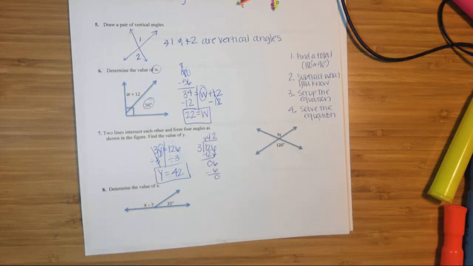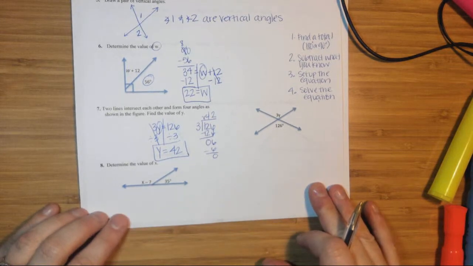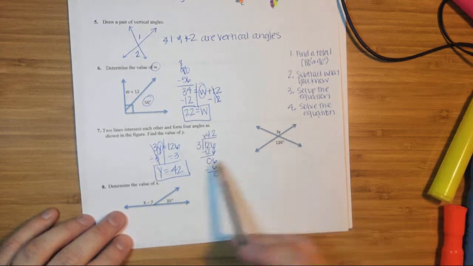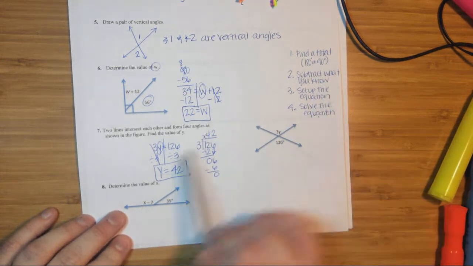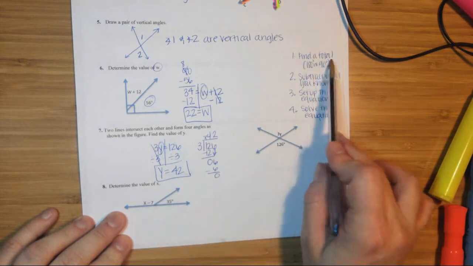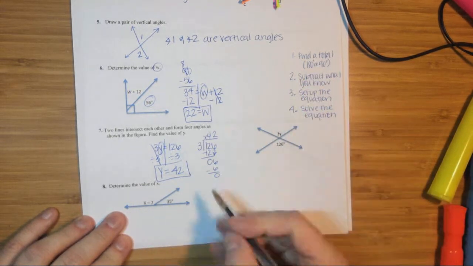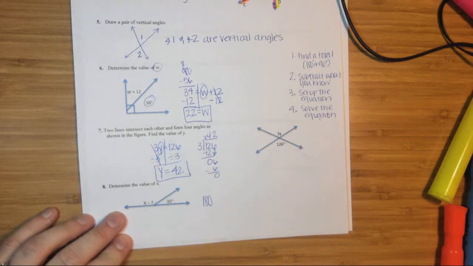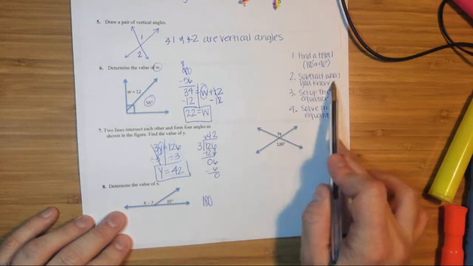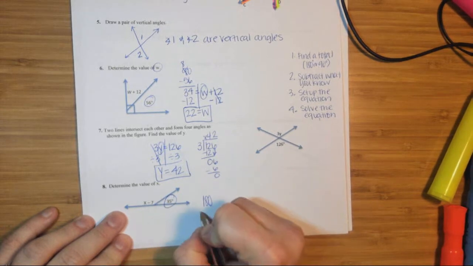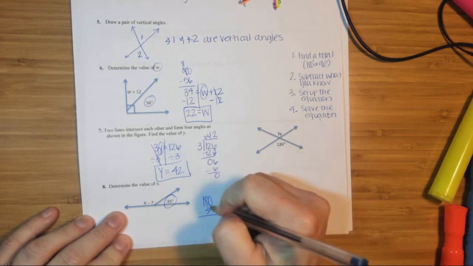Okay, number 8. Determine the value of x. So we are going to follow our steps again. So find a total. Well, this makes a straight line, so that's 180 degrees. So 180 is my total. Step 2 is subtract what you know. Well, I know 35, so I'm going to take out 35 or subtract it.